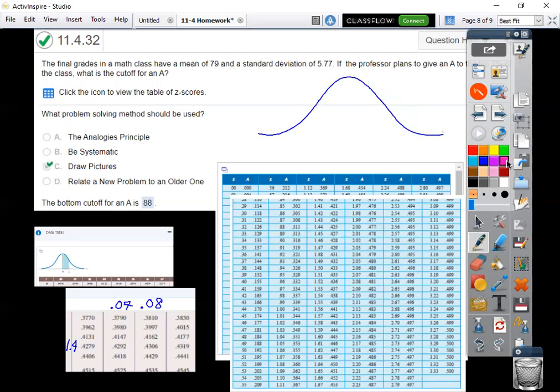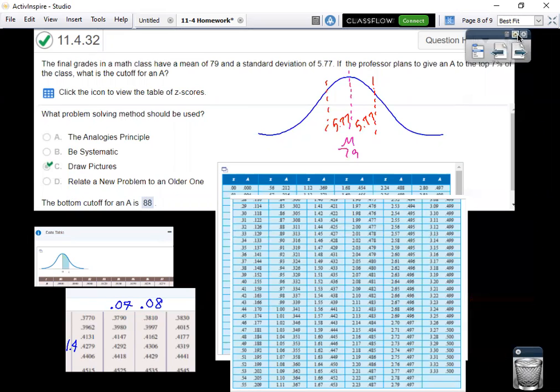You know, you've got your mean right in the middle when it's the normal distribution, your 79. And then if you go out to hit your two-thirds, or 68% of your data on each side, it's a 5.77 on each side there for a standard deviation. And then it says the professor plans to give an A to the top 7% of the class. So you've got 7% up here.